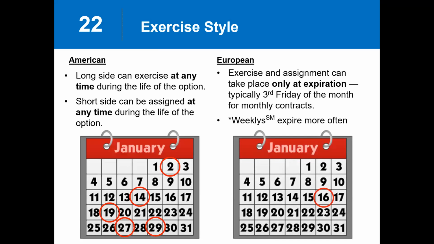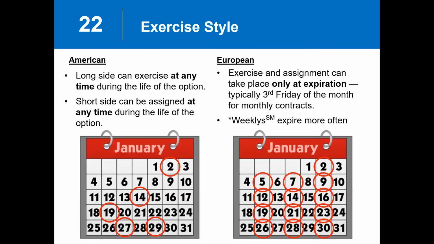European contracts, on the other hand, are typically index contracts, and they can only be exercised and therefore assigned at expiration. And many of these indexes expire on the third Friday of the month for the monthly contracts. There are a number of weeklies that have come to the market in the last couple of years, so they could be assigned on those dates as well.